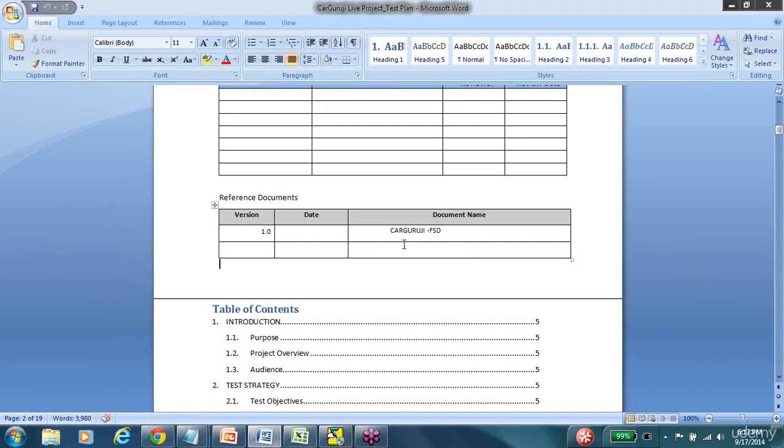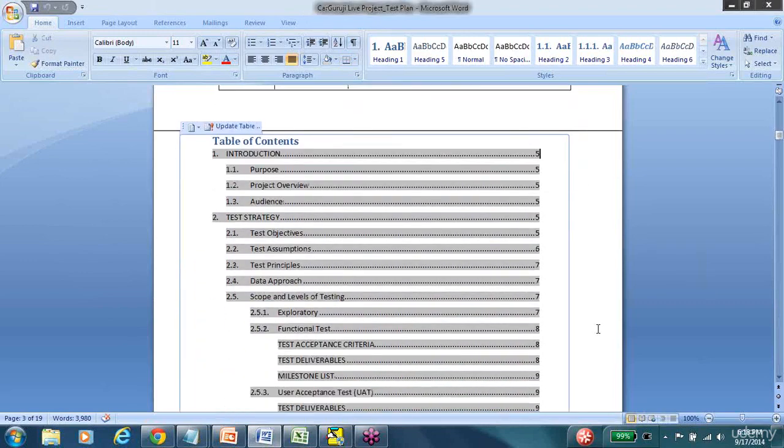So that is why when you're creating a test plan, it is very important to mention what version of the document or FSD. If you've used a TDD, BRD, or any other reference documents, it is important to mention what version of the document was used in order to come up with the current document. Again, always take a look at the table of contents.